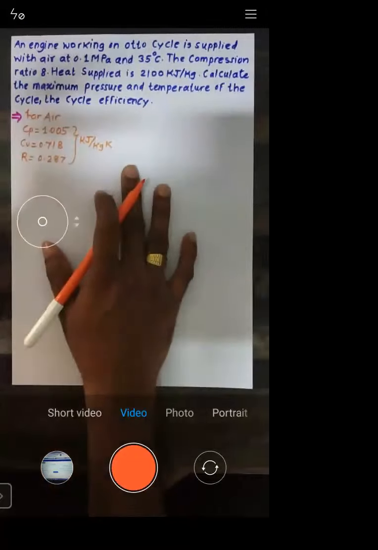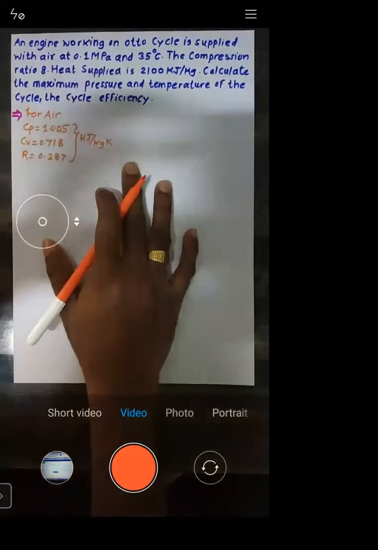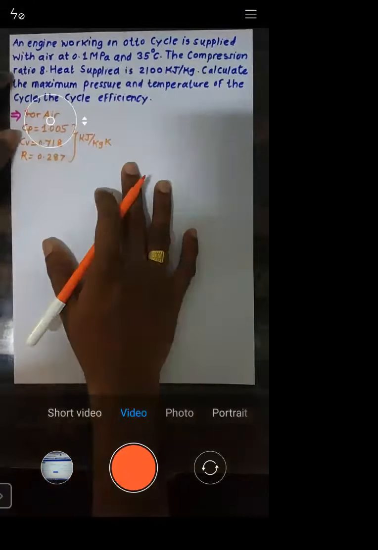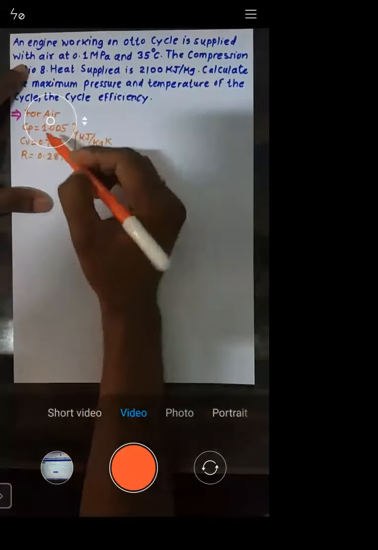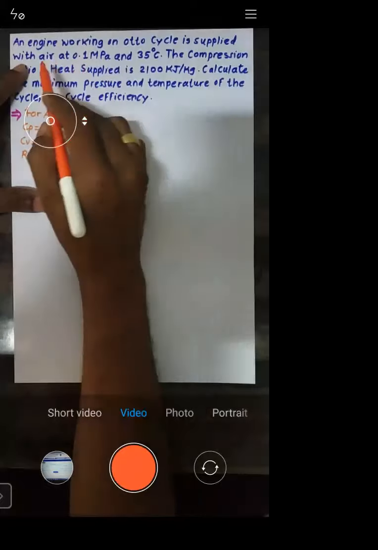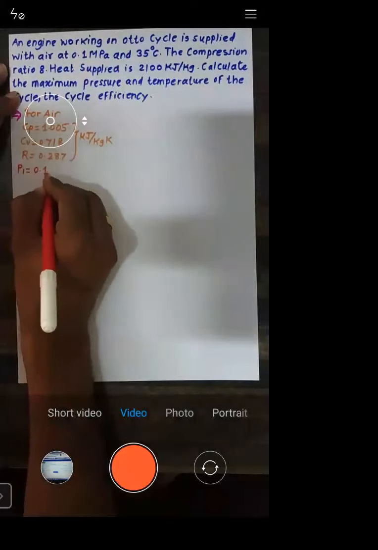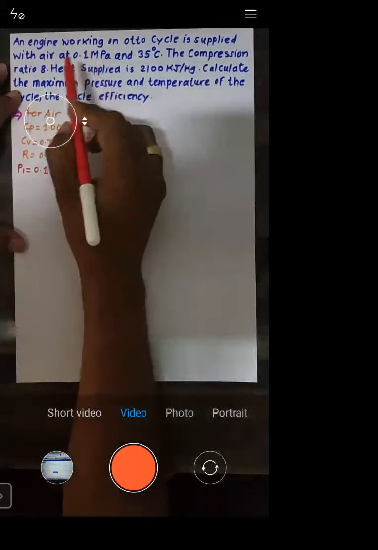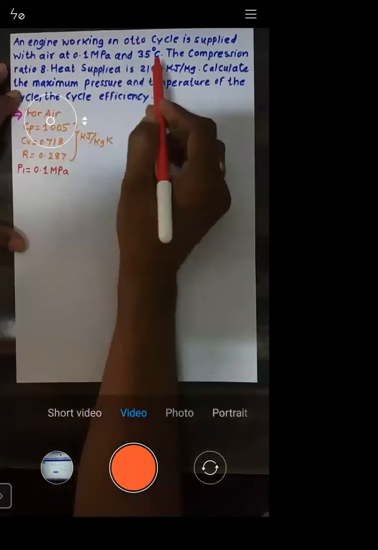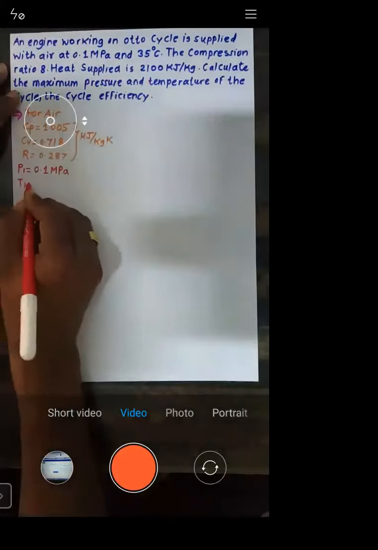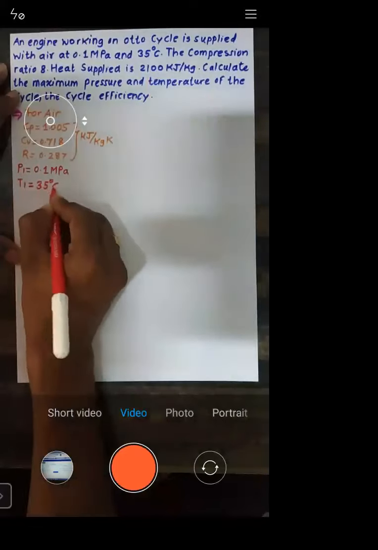An engine working on Otto cycle is supplied with air at 0.1 megapascal and 35 degrees Celsius. When they mention air, we need to remember these properties. So 0.1 megapascal is nothing but a pressure, as its unit indicates. So P1 is 0.1 megapascal. And 35 degrees Celsius is a temperature.